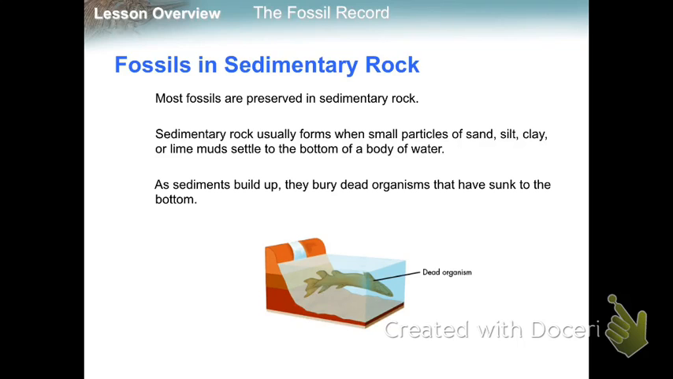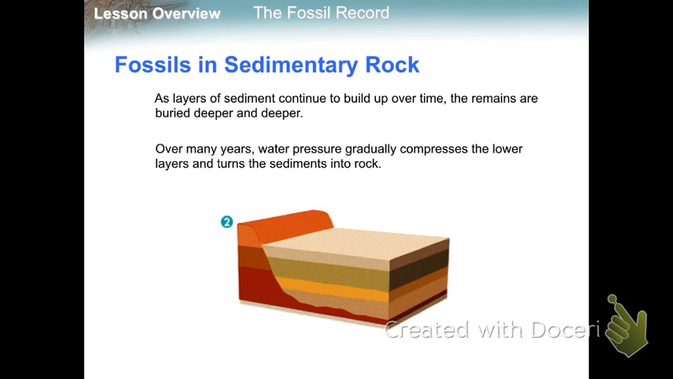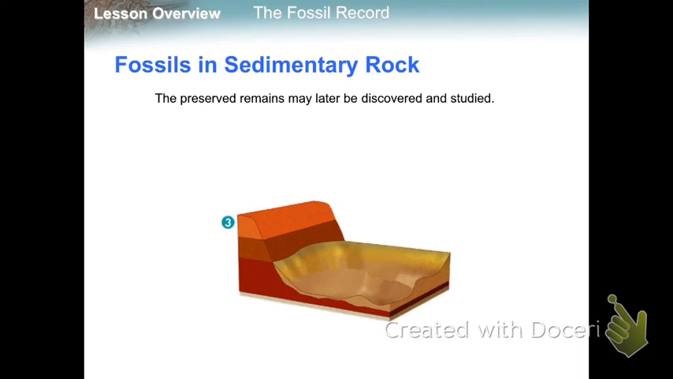Fossils are formed in this way. Sedimentary rock forms when small particles of sand, silt, clay, or lime muds settle to the bottom of a body of water. The sediment builds up, buries the dead organisms that have sunk to the bottom. The remains are buried deeper and deeper, and then water pressure compresses the lower layers, turns the sediments into rock. And then through the process of erosion, those preserved remains may be later discovered and then studied.